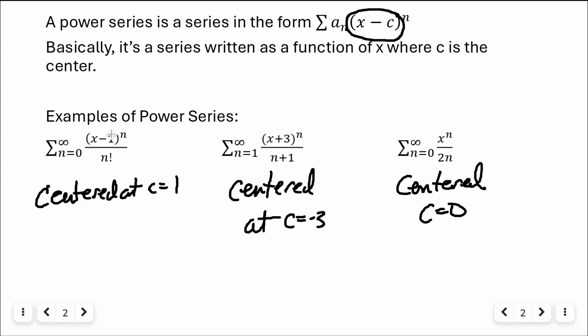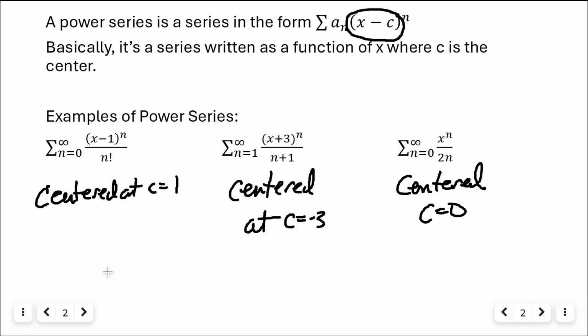Because if I substitute 1 in for x, well, 1 minus 1 is 0, so I get the sum of 0. Well, yeah, that's a convergent series. It converges to 0 because I just keep adding 0 over and over and over again. So, right? Same thing here. -3 plus 3 is 0. So I get a sum of 0. Okay? So a power series has to converge at its center, at least.